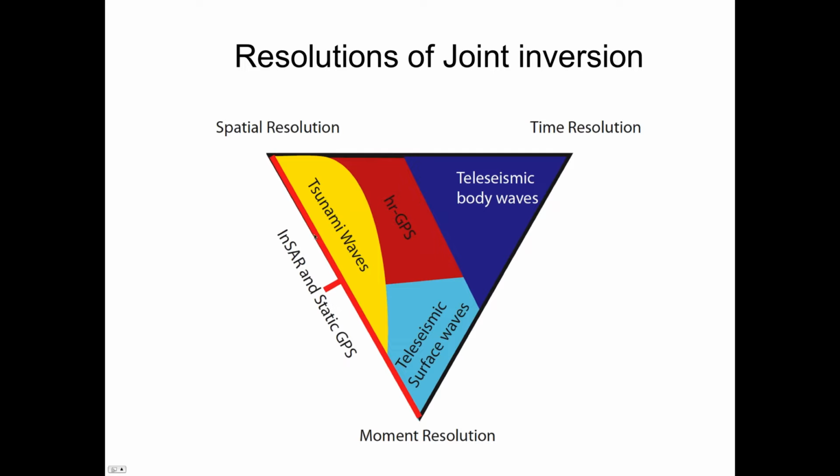GPS, if you just have campaign GPS, you have no time resolution at all, but you can get good spatial resolution if the stations are well located. The same is true with InSAR and other methods that measure the ground deformation, but they're limited to the deformation on land. Tsunamis have good spatial resolution offshore, but not very good time resolution because of a very long period, though they provide useful information on space. Now, if we can use all these different types of waves together, we can get the best overall solution for the slip distribution.